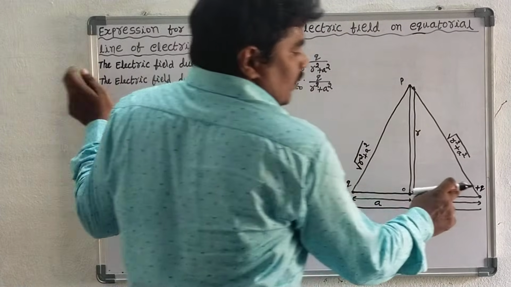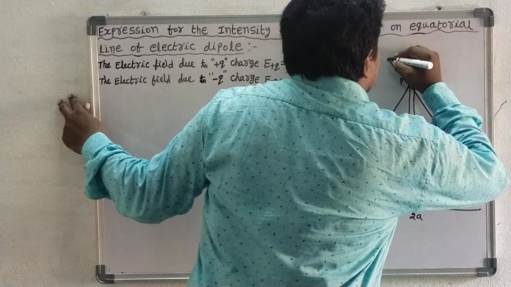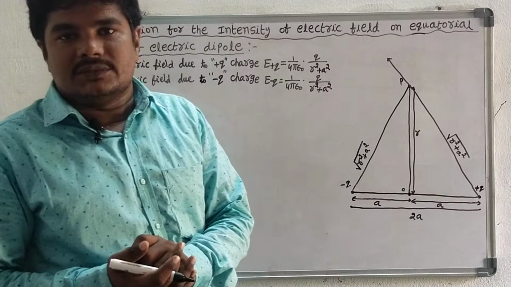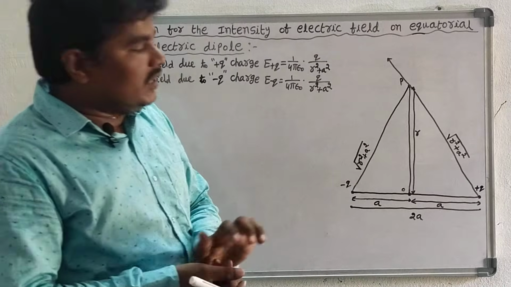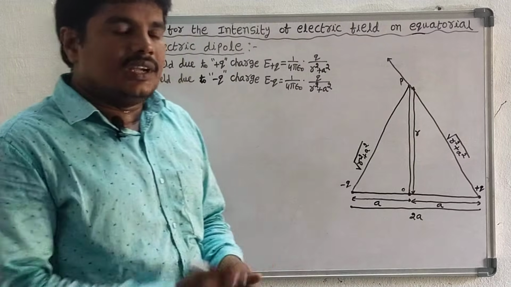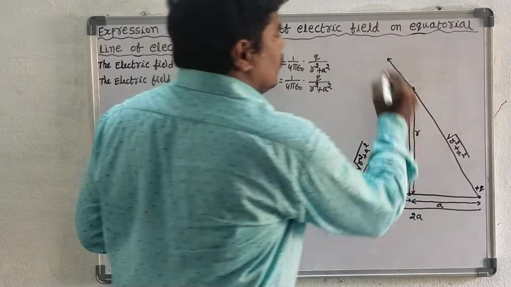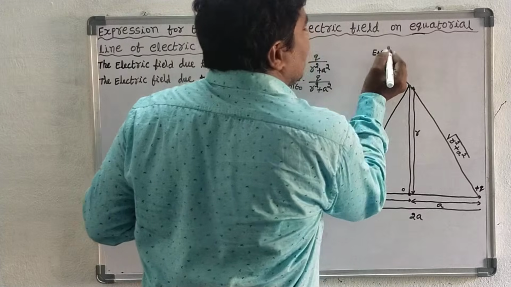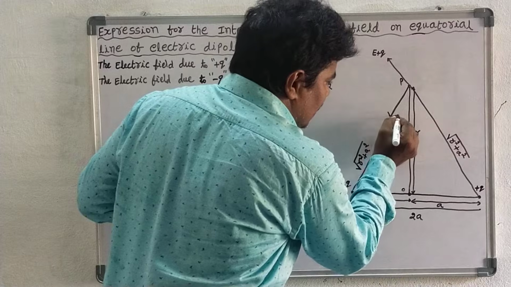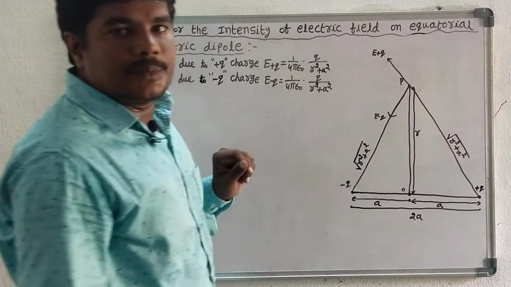The electric field is radially outwards from the positive charge. Electric field is actually a vector quantity, that's why it has some direction. The electric field is radially outwards from the positive charge and radially inwards toward the negative charge. So this is E plus Q, and the electric field due to the negative charge is radially inwards. So this is E minus Q.